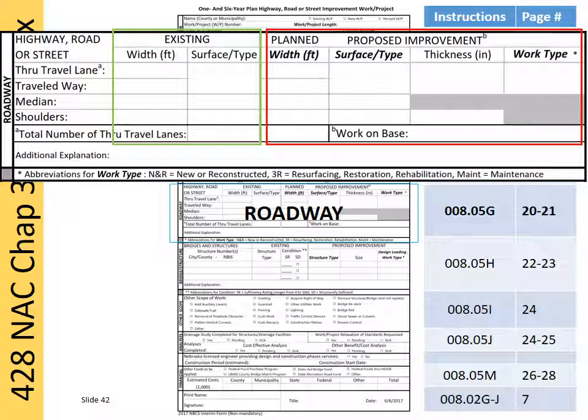At the bottom of this section is extra space if any additional explanation is needed. Below that are the abbreviations used on this form for the three types of work to help the general public understand the form. For the example project, the existing travelway width is 24 feet, with 12 feet through travel lanes and 2-foot turf shoulders. Check those against the minimum design standards.